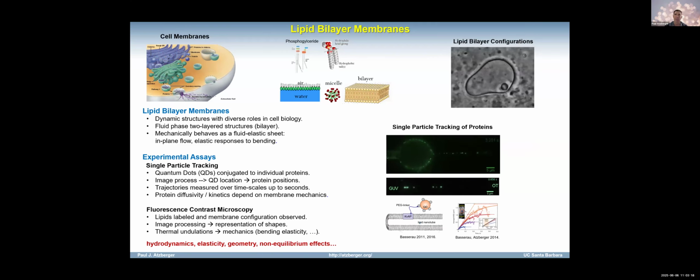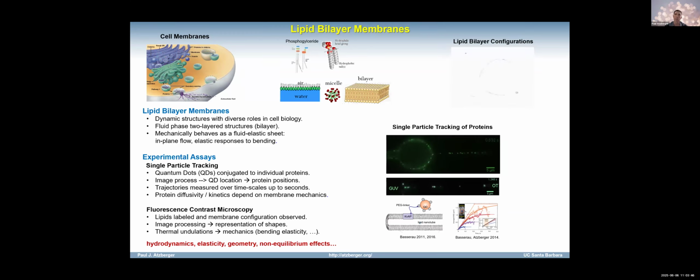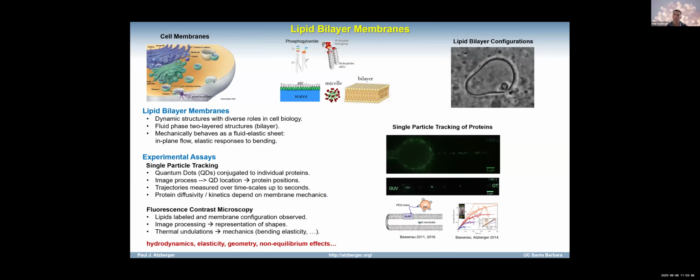What I'm showing on the upper right is some work where there are molecules embedded within a lipid bilayer that, when activated by a light source, will change the local preferred curvature. Already you can see the local preferred curvature manifests in these interesting global morphological changes. And then on the lower right is some experimental work of a colleague we were collaborating with, where they're doing single particle tracking of proteins, and you see really interesting differences in the diffusivity depending on where the proteins are in the geometric structure.